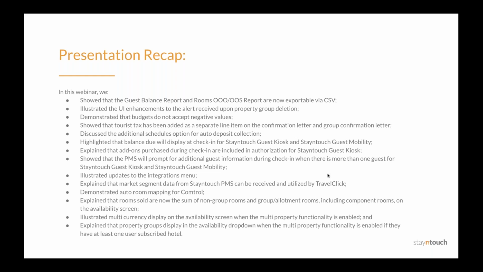So today we showed that the guest balance report and rooms out of order, out of service report are now exportable via CSV. We illustrated the UI enhancements to the alert received upon property group deletion. We demonstrated that budgets do not accept negative values, showed that tourist tax has been added as a separate line item on the confirmation letter and group confirmation letter, discussed the additional schedules option for auto deposit collection, and highlighted that balance due will display at check-in for Stayntouch Guest Kiosk and Stayntouch Guest Mobility.